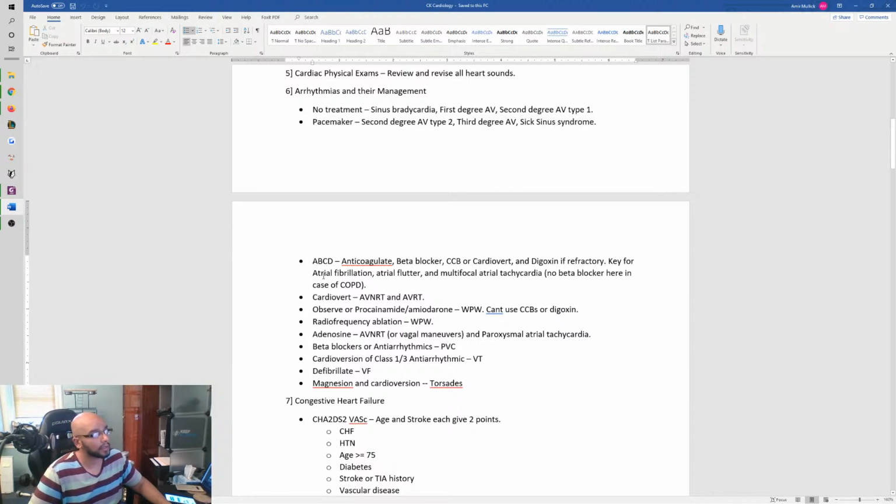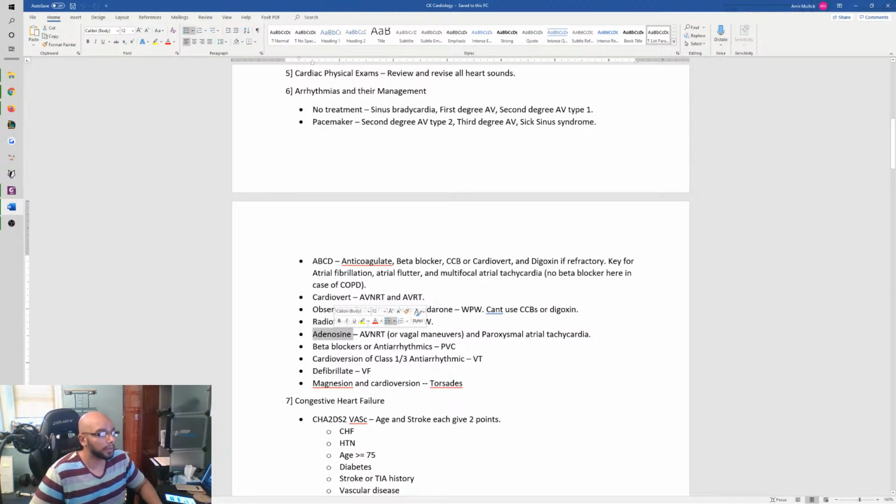You do the ABCD stuff for anyone with atrial fibrillation, atrial flutter, or multifocal atrial tachycardia. Cardioversion is going to be necessary for AV nodal RT and AVRT. We're going to see those pretty soon too. You need to observe or give procainamide/amiodarone for people who have Wolff-Parkinson-White syndrome, depending on how symptomatic they are, okay? And you have to make sure you don't give them calcium channel blockers at all, or really digoxin, but definitely not calcium channel blockers because you don't want to worsen their AV nodal capabilities. Radiofrequency ablation is the actual full-blown treatment for Wolff-Parkinson-White syndrome if it's really symptomatic and they need help.